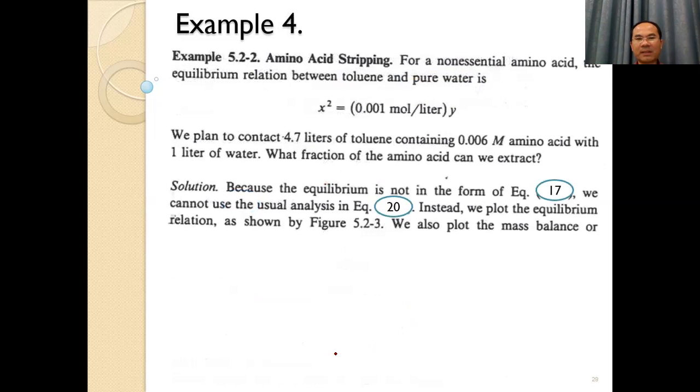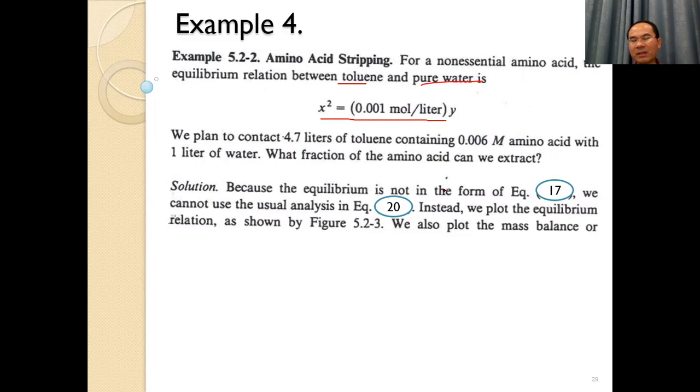And in another example, we try stripping the amino acid. For this case, it's the lever process. For a non-essential amino acid, the equilibrium relationship between toluene and pure water is X squared equal to 0.01 Y, with concentrations in mole per liter. For this case, we plan to contact 4.7 liters of toluene containing 0.006 molar amino acid with 1 liter of water. What fraction of amino acid can be extracted?